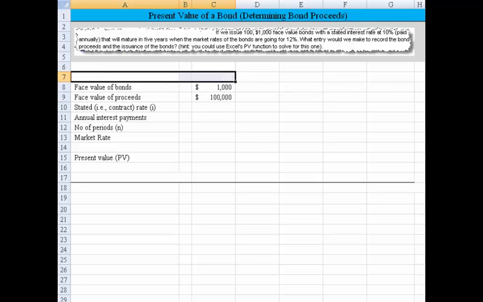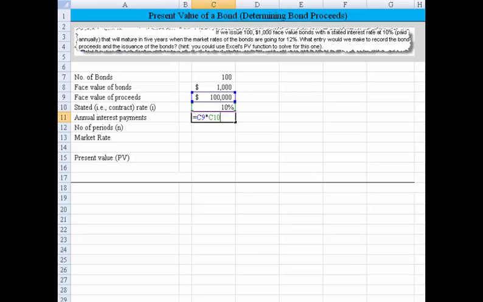Okay, now I'm sorry, I missed one up top here. The number of bonds. There are 100 bonds, $1,000 each. So if we multiply those two, and you see I'm just multiplying C7 times C8, the values in cells C7 and C8, we come up with the face value of the proceeds. Then the stated interest rate is 10%, so we can compute the payments by multiplying the face value of the proceeds times the stated rate, right? C9 times C10, we come up with $10,000.